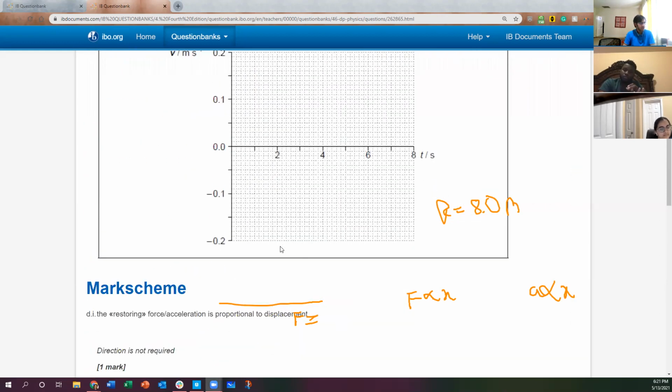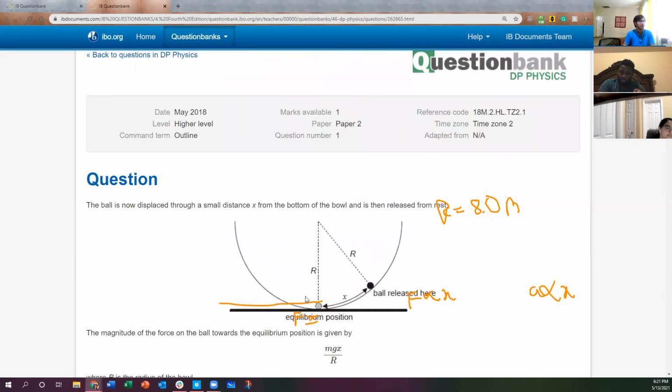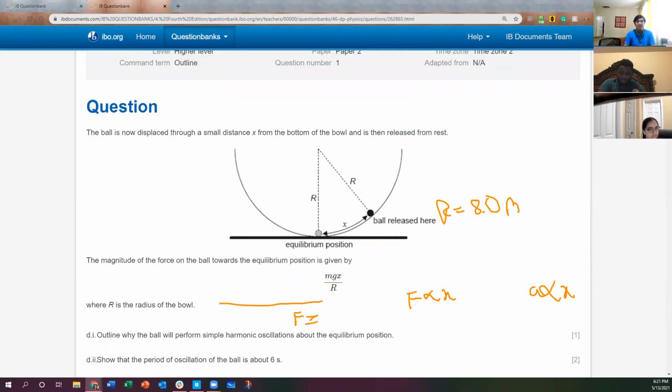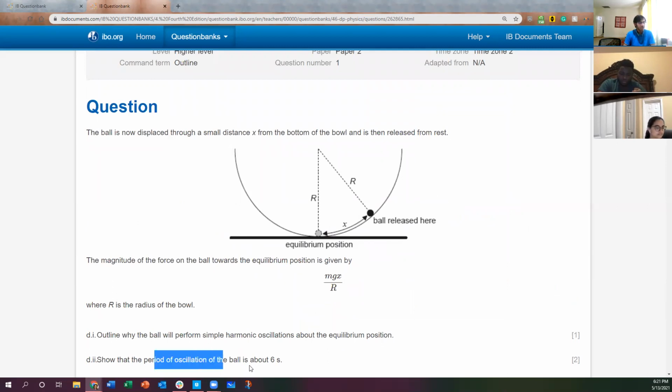Okay, let's check the marks scheme. The restoring force, acceleration is proportional to displacement. Perfect. Okay. Now they're asking us to show that the period of oscillation of the ball is about 6 seconds.